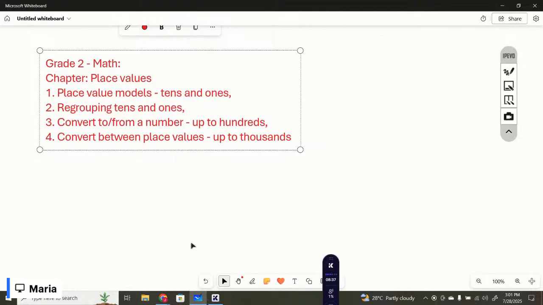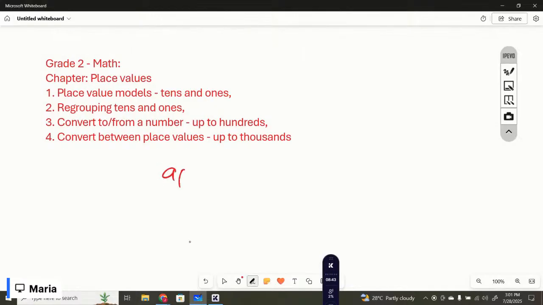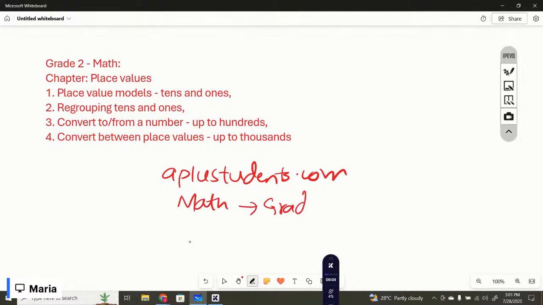We are here for grade 2 math. You can find all the lessons on aplusstudents.com. You have to log in there using your email address and password as provided by the administrator. Then you have to select math from the subject tab. Scroll down to grade 2 math and then click on view all lessons.